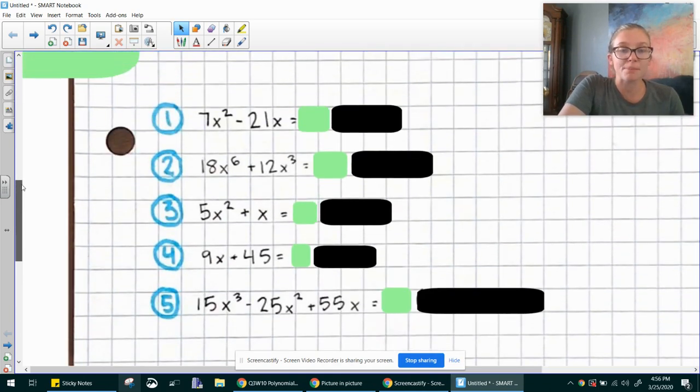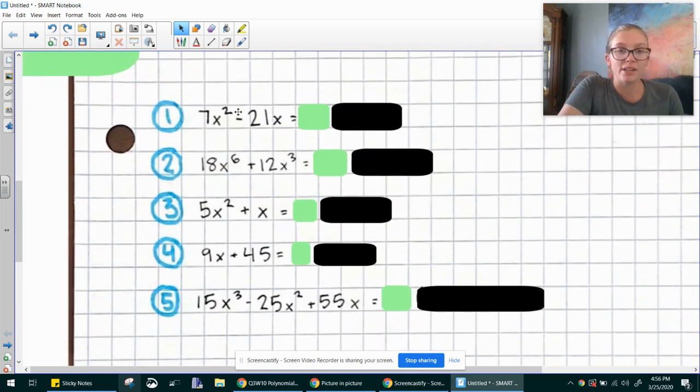So our first example is 7x squared minus 21x. The first thing we want to look for is the largest integer that will divide evenly. Well, the greatest common factor between 7 and 21 is 7. So that's going to be my largest integer.